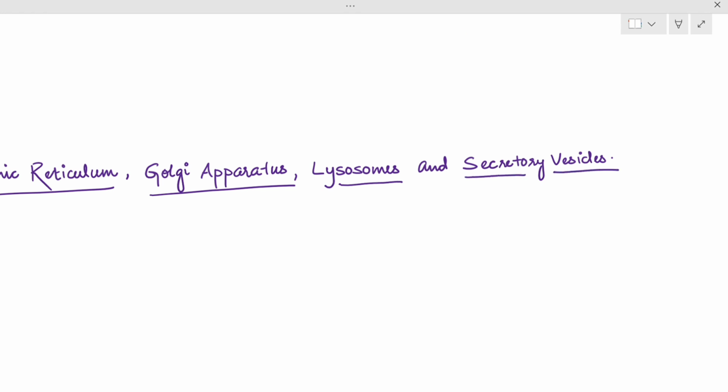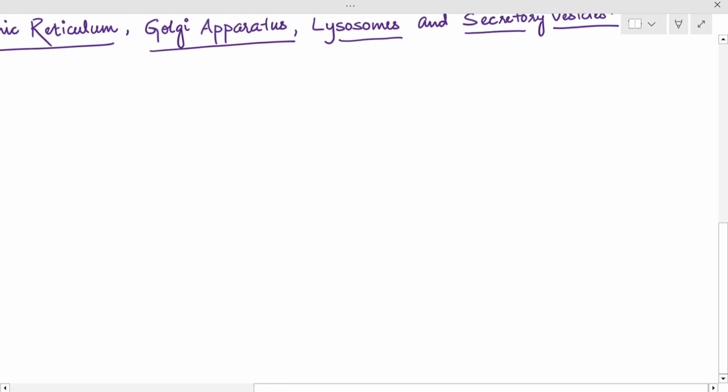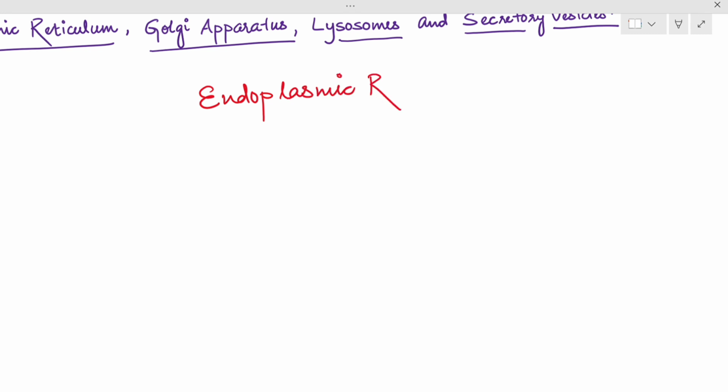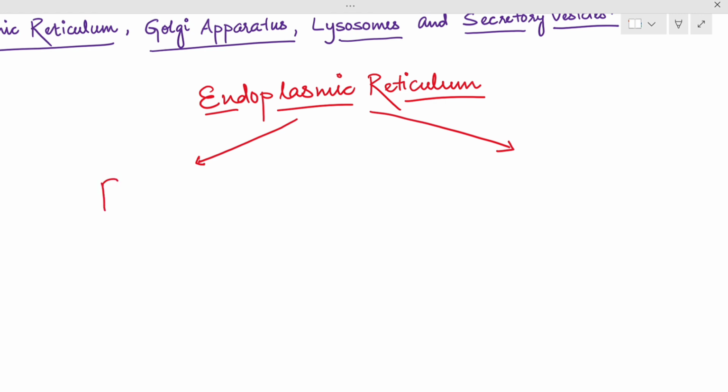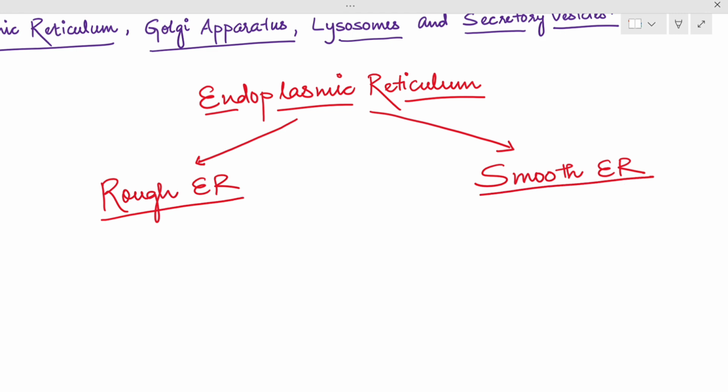Okay, so first, endoplasmic reticulum are of two types. Okay, one is rough endoplasmic reticulum, and the other is smooth endoplasmic reticulum. Okay. Now, what is the function of rough endoplasmic reticulum?